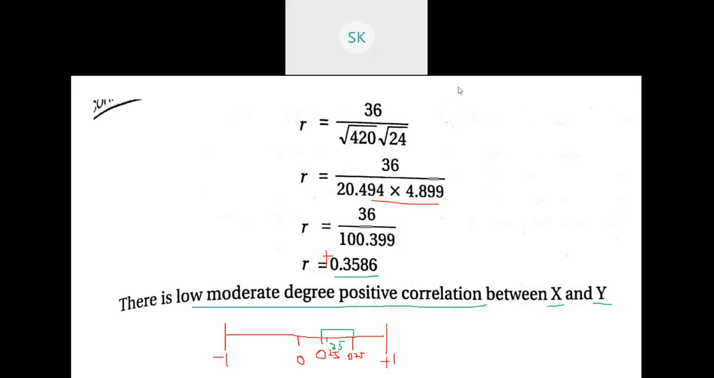Any doubts in this problem? Any part you want me to explain again? Okay. Fine. Let's solve one more problem so that everybody gains much clarity on this.